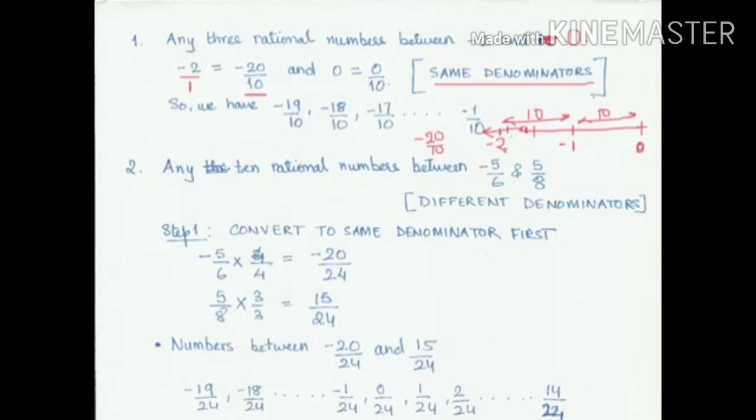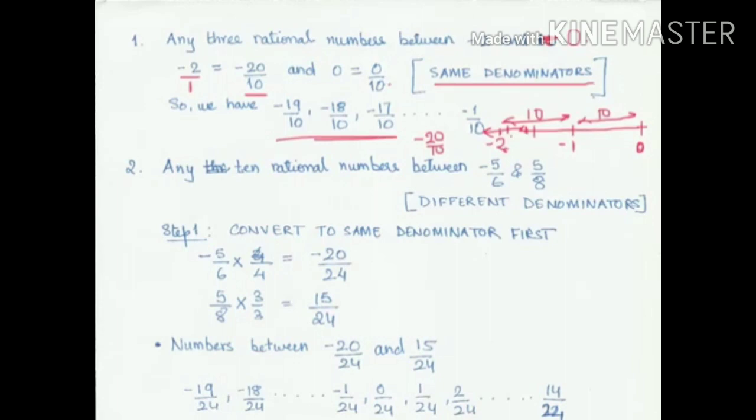So you actually have about 18 numbers to select from, right? You have minus 19 by 10, minus 18 by 10, minus 17 by 10, and so on. You could pick up any three numbers, for example, these three or any of the three that you like. So this was one approach of finding some rational numbers between any two given numbers. Now let us look at another example.